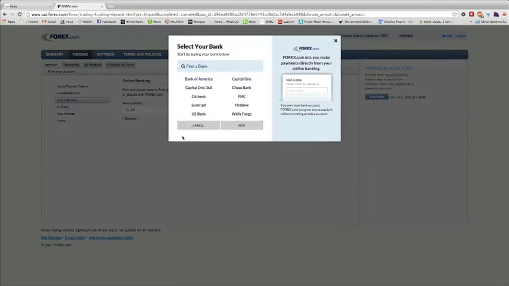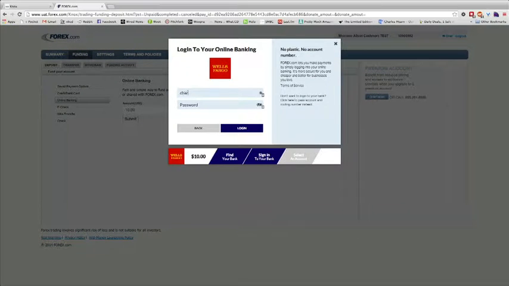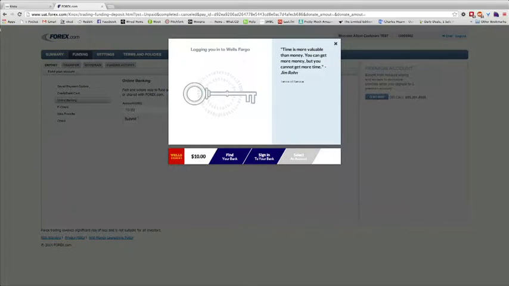Normally, ACH takes 3 or 4 days to clear, so Forex.com has to wait to make sure the money actually ends up in their bank account, right? So they actually have to wait. In this instance, they just fund his account immediately, and he's off and running.